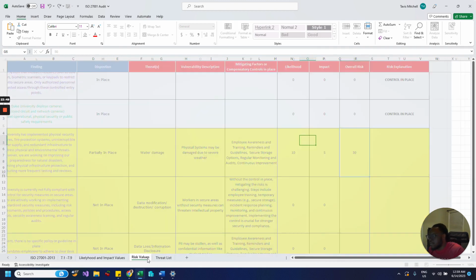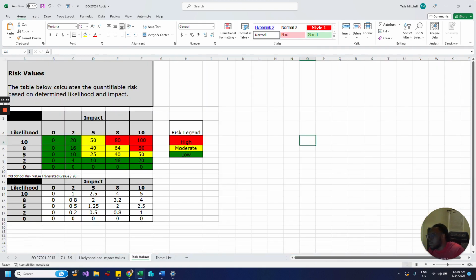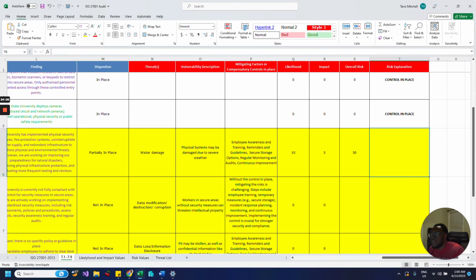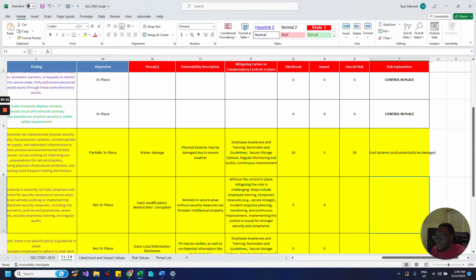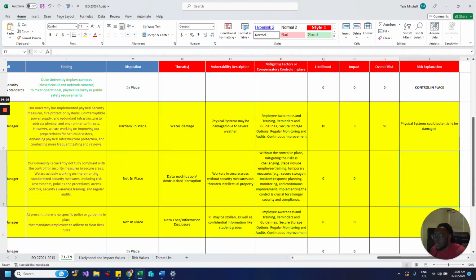So the risk value, that's a moderate risk. What would we say for the risk estimation? Physical systems could potentially be damaged. Okay, let's go ahead and wrap that and move down to the next one.